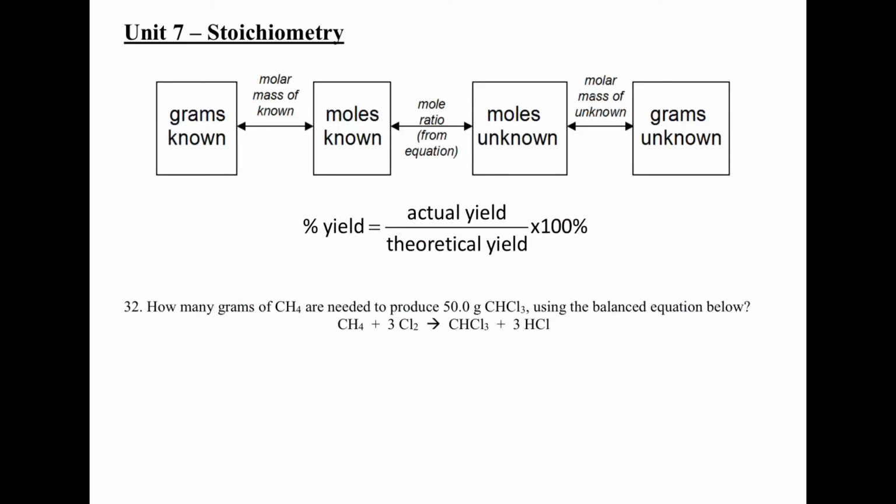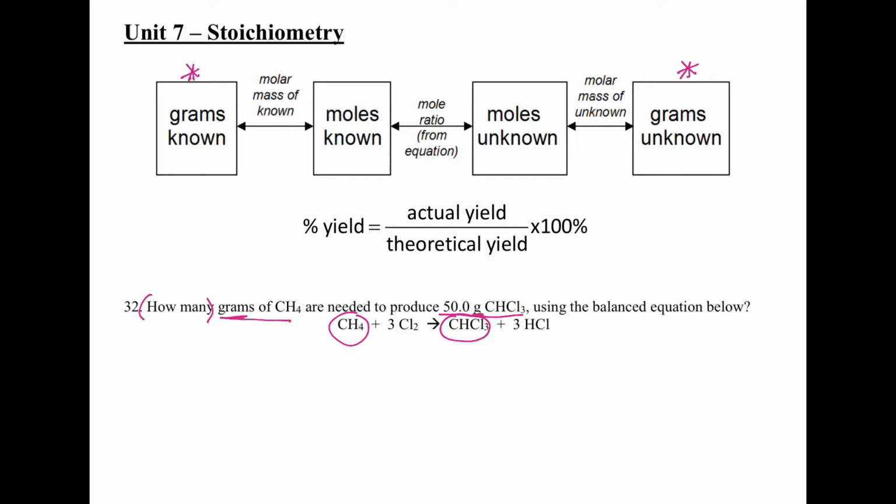So now if we move on to question 32, let's take an assessment here. How many grams of CH4 are needed to produce 50 grams of CHCl3 using the equation below? So again, it's already balanced, so we're dealing with this one and this one, okay? But we see now that it's grams and grams. So this is going to be a mass-to-mass problem. We'll start here and go all the way to here. So we can see it's going to be long, okay?